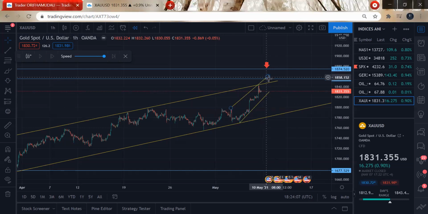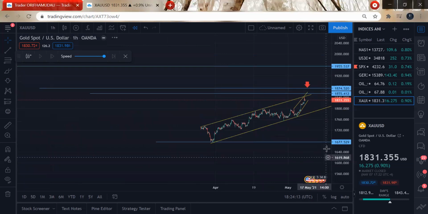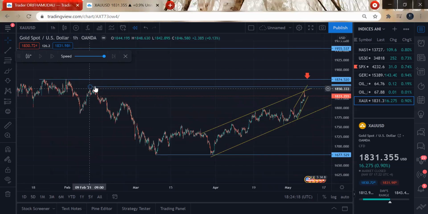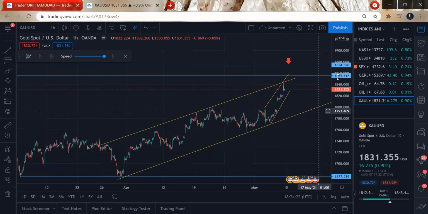And look at where this third touch is going to come. It's going to come at this point of 1855, which is the previous high on your left-hand side. Remember what we were saying on the left-hand side? So it will be like a double top formation. So if we get a reaction there, we're most definitely going to sell.